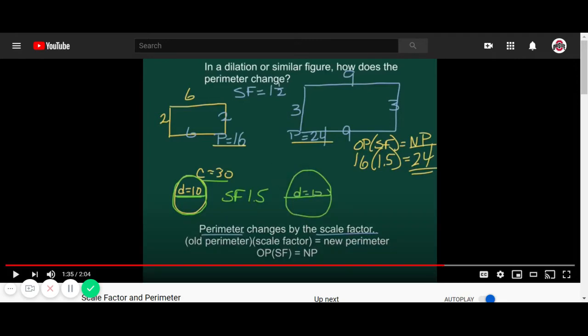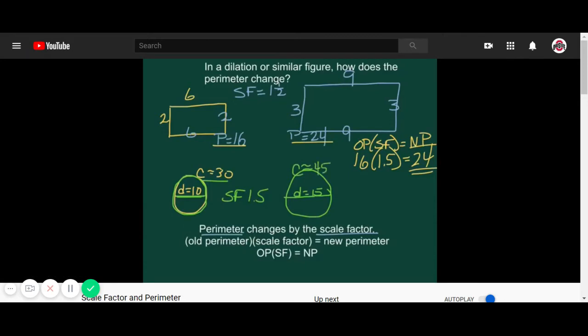So I want you to take a second and think through, how could you calculate the new circumference given the old circumference? So what would you have to multiply 30 by to get this new circumference? Which means our circumference is about 3 times that much, about 45. Now, could we have used old perimeter times our scale factor equals our new perimeter on the circle, even though perimeter is pretty much the same word for circumference for a circle? So let's try it. We had 30 times 1.5, and sure enough, we got 45.